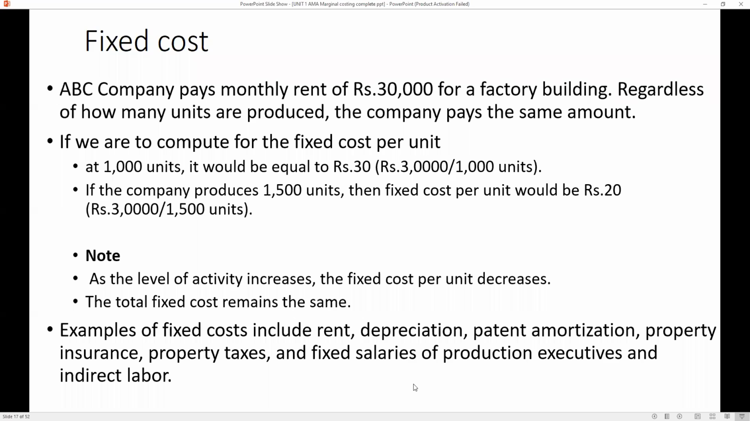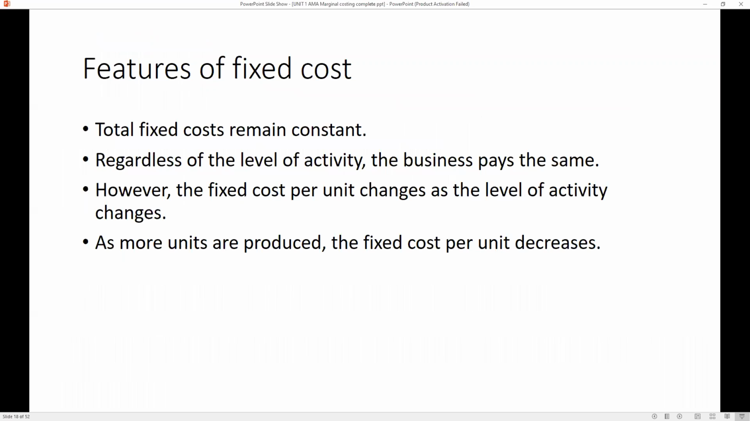Some examples of fixed cost include rent, depreciation, patent amortization, property insurance, property taxes, fixed salaries of production executives and indirect labor. So what are the features of fixed cost? The total fixed cost remains constant. Regardless of the level of activity, the business pays the same amount. However, the fixed cost per unit changes as the level of activity changes. What is the order of change? As the level of activity increases, the fixed cost per unit decreases. Keep that in mind. As more units are produced, the fixed cost per unit decreases. So these are the 4 important features of fixed cost.